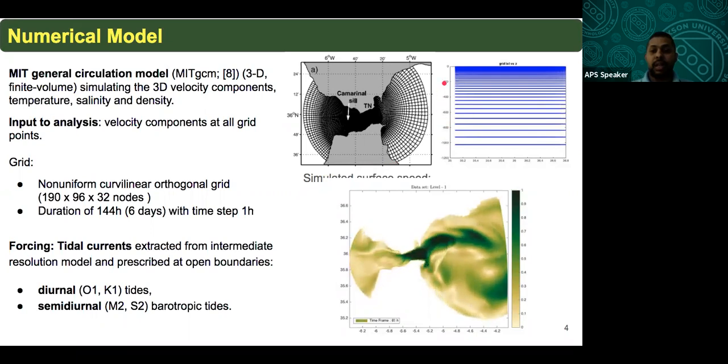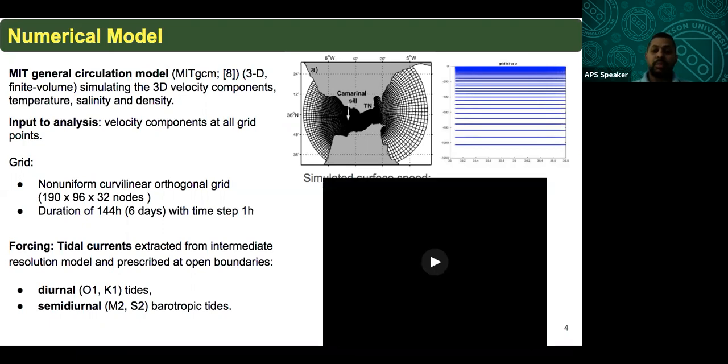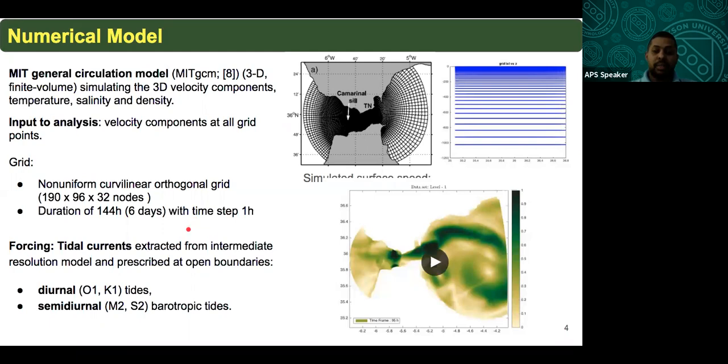The grid is selected at these depth levels. We have 32 depth levels, and at the surface we have a curvilinear orthogonal grid of 190 by 96. We selected 6 days of data, or 144 hours, to feed into the DMD algorithm.